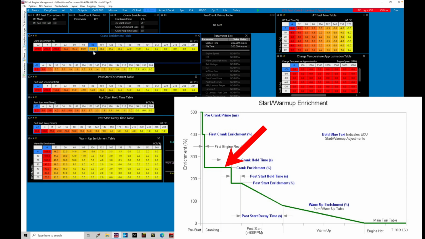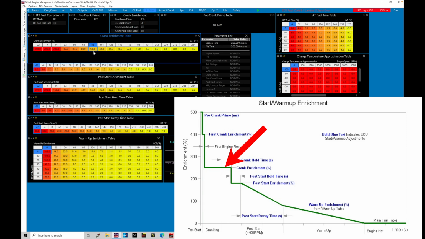Now we use the cranking table in terms of our cranking pulse width as we're cranking the engine over until the engine actually starts to fire off. Above 400 RPM, the Link is going to consider the engine to be running and to exit the cranking table. Below 400 RPM, the Link's going to consider the engine to be in cranking conditions, and it'll continue to use our cranking fuel value to supply the pulse width to the injector.